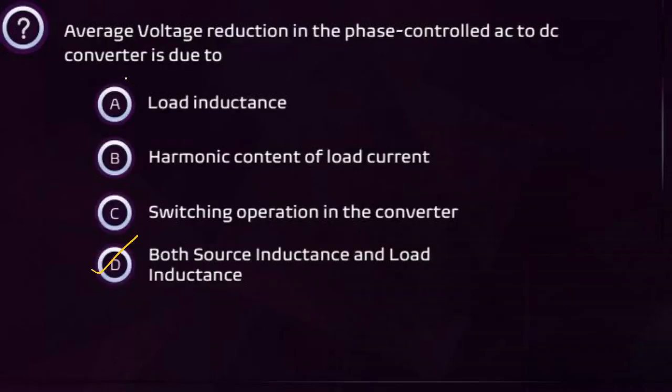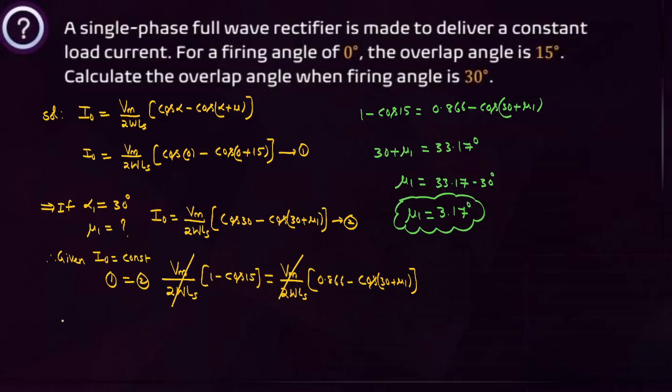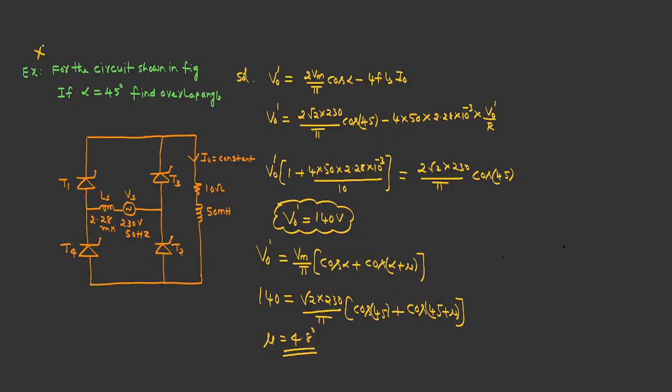Next. Then average output voltage: with both source inductance and load inductance, the average output voltage is reduced. Then this problem also you have to practice. Very, very important that you have to practice. This is also based on the source inductance concept. Here you are finding the overlap angle. 3.17 degrees we got. Please practice the questions. And this is also based on the source inductance concept.